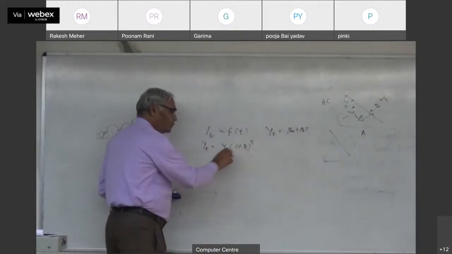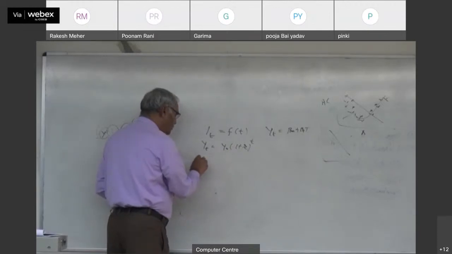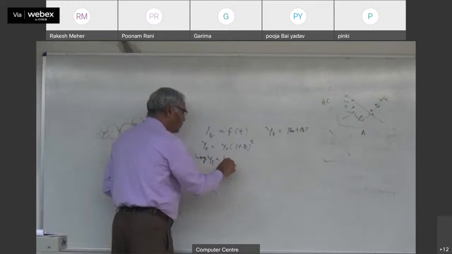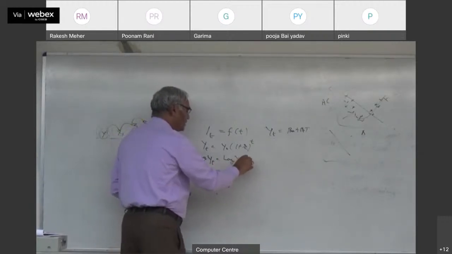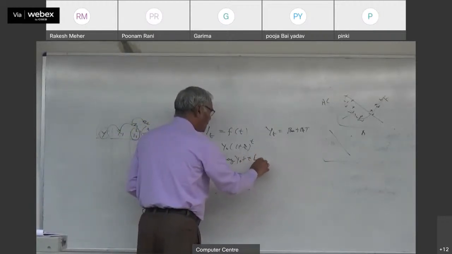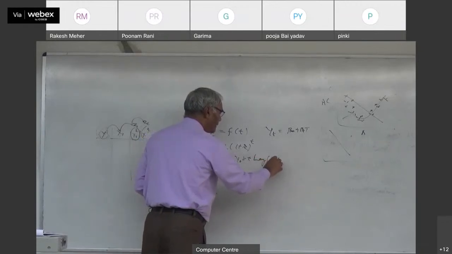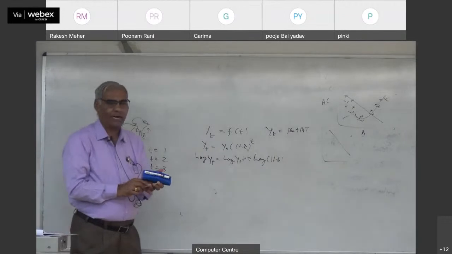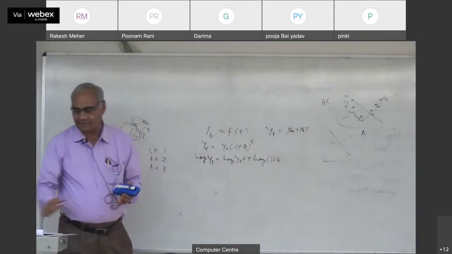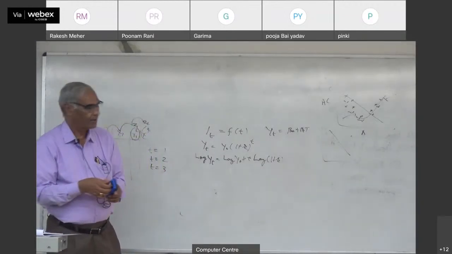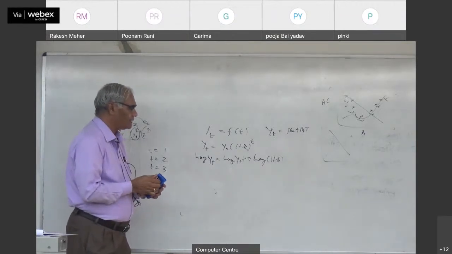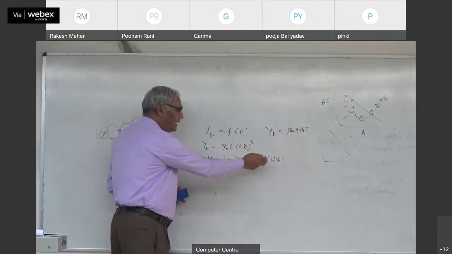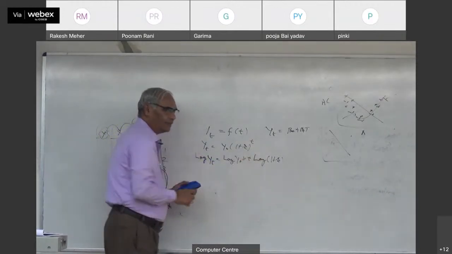Now suppose you want to estimate this one, what you have to do is transform the model. Log of Yt is equal to log of Y0 plus t times log of (1 plus r). Take log on both sides. It is a characteristic of log that multiplication converts into a plus sign, and the power comes down to the front.